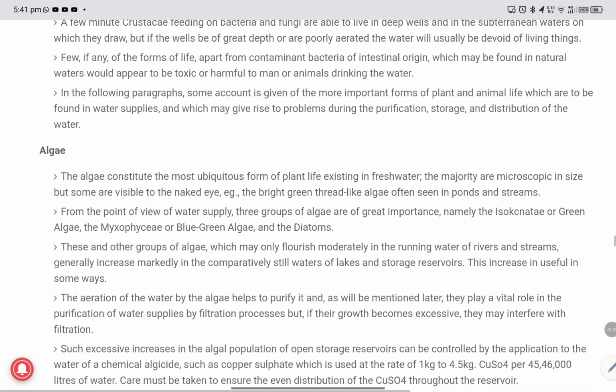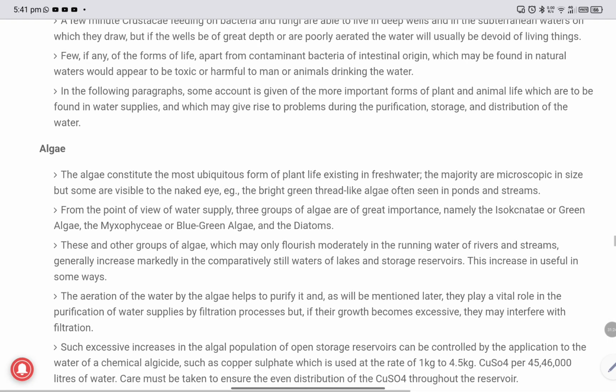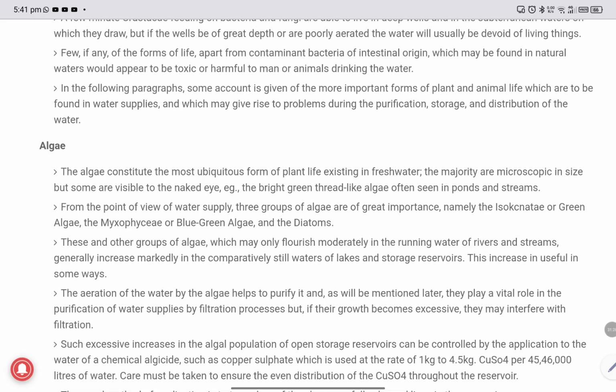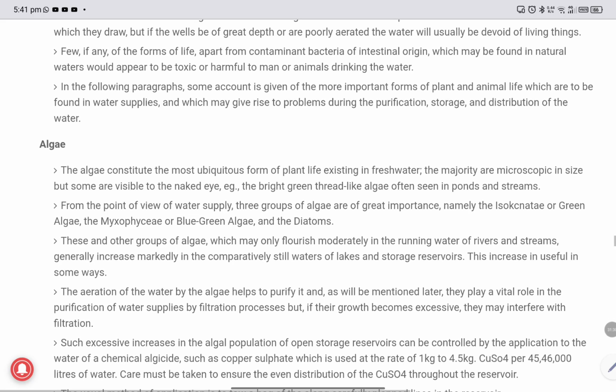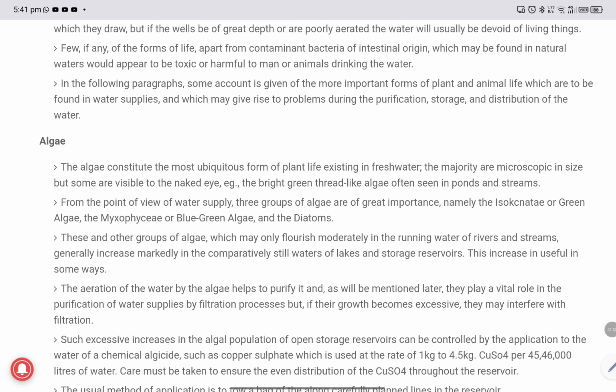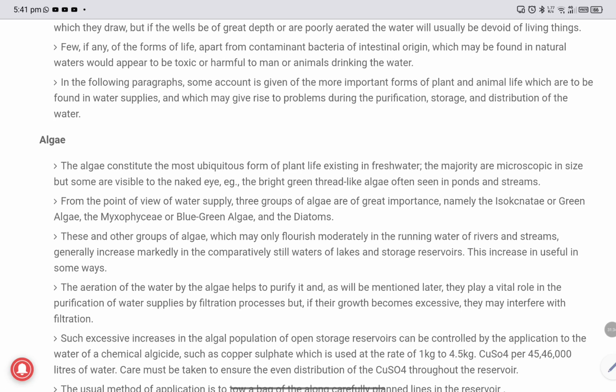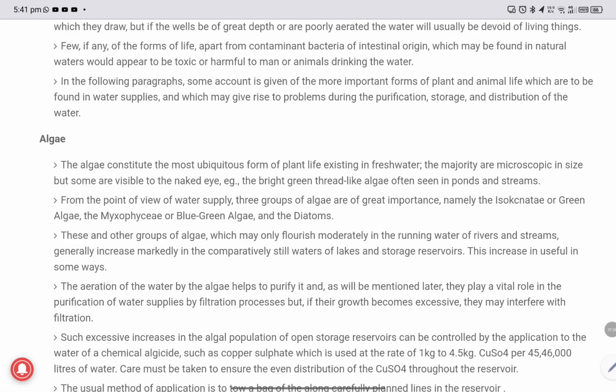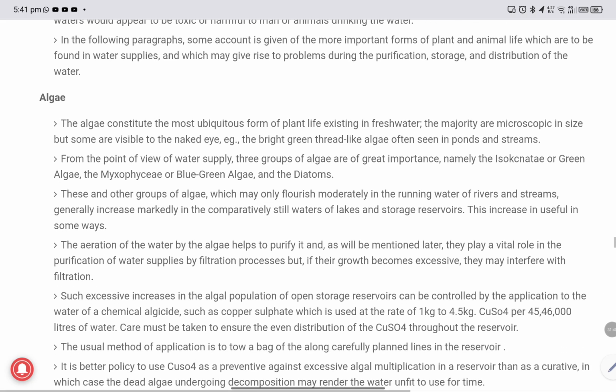In the following paragraphs, some account is given of the more important forms of plant and animal life which are to be found in water supplies and which may give rise to problems during the purification, storage and distribution of the water. Algae.